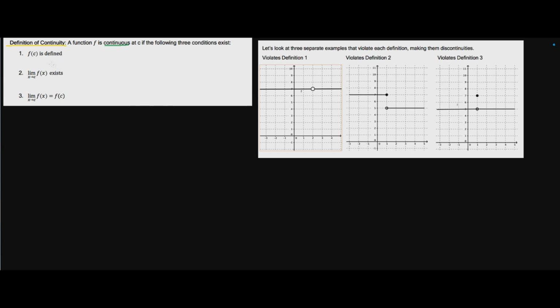Okay, so if f of c is defined, well, this is basically saying, does the point exist, right? When you plug in the x value, do you actually get a y value? This says, does the limit exist, right? Well, it doesn't have the plus or the minus, so this means from both sides. That means, do we approach the same y value from the left and from the right? And this says, well, if the point exists and the limit exists, are 1 and 2 equal to each other? In other words, if you have any holes, any vertical asymptotes, anything like that, it's not continuous. Okay, and let me show you why.